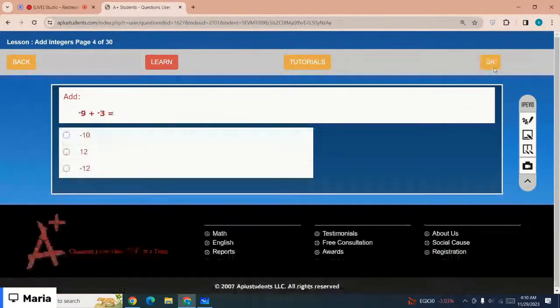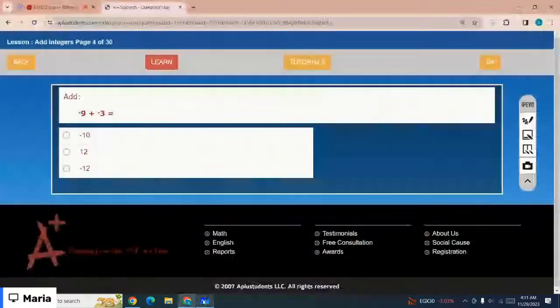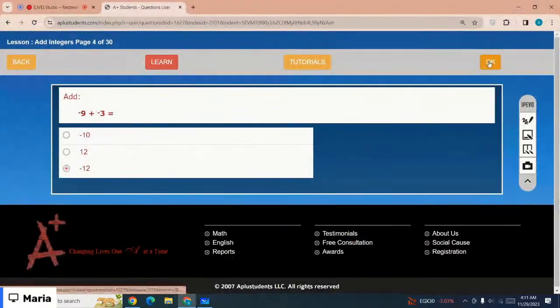Okay, add negative 9 plus negative 3. You are adding two negative numbers. What do you have to do? Just see the rule. You are adding negative numbers, so you need to add them. The sign of the answer is negative. Very good. 9 and 3 is 12 and the answer must be negative. So that is negative 12. Option 3 is the correct option.